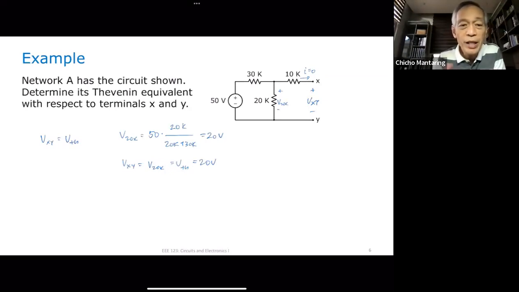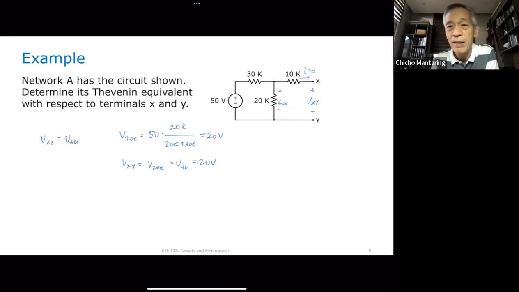Okay, so we already solved for half of the problem. We already know the Thevenin voltage, which is 20 volts. Now, how do you get the Thevenin resistance? Since this circuit, network A, is composed of only independent sources, all you have to do is get the equivalent resistance with respect to X and Y with all of your sources suppressed. So can somebody solve that? What is the Thevenin resistance in this case?